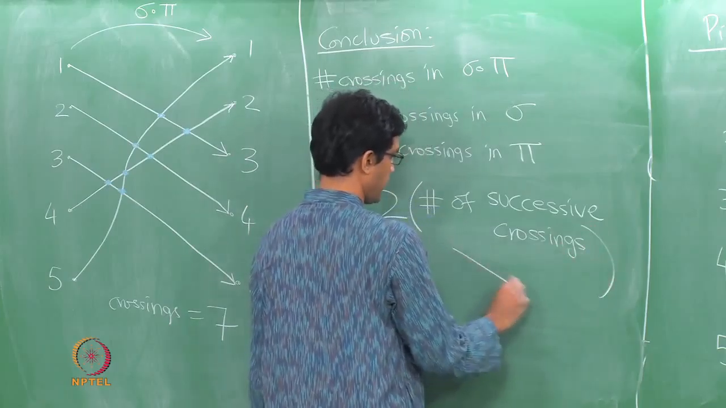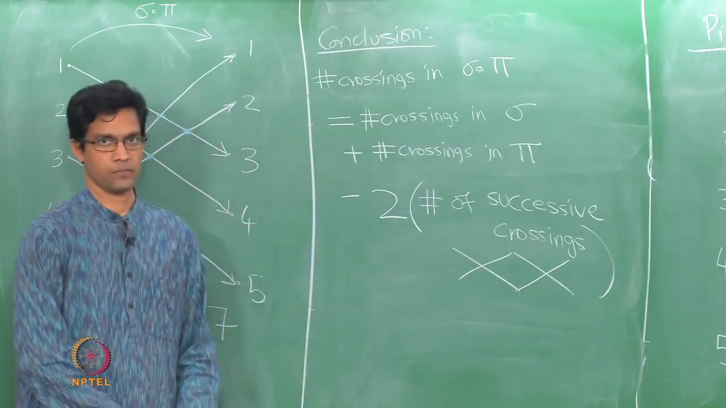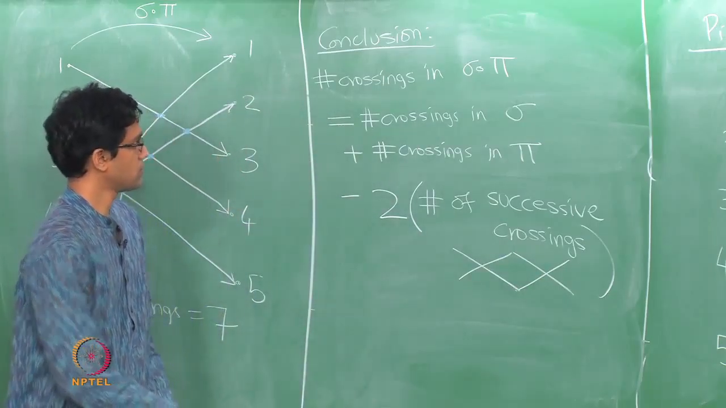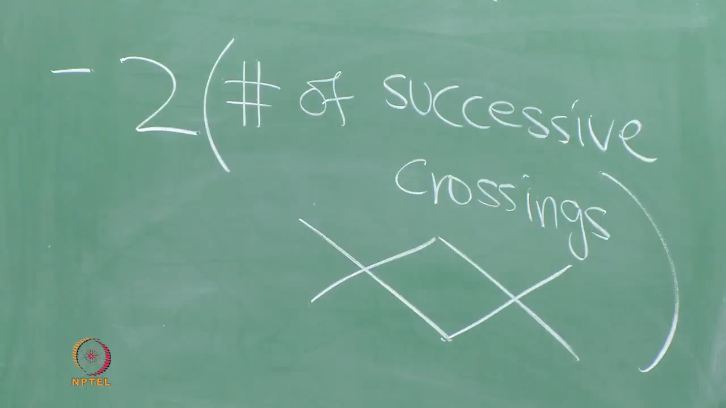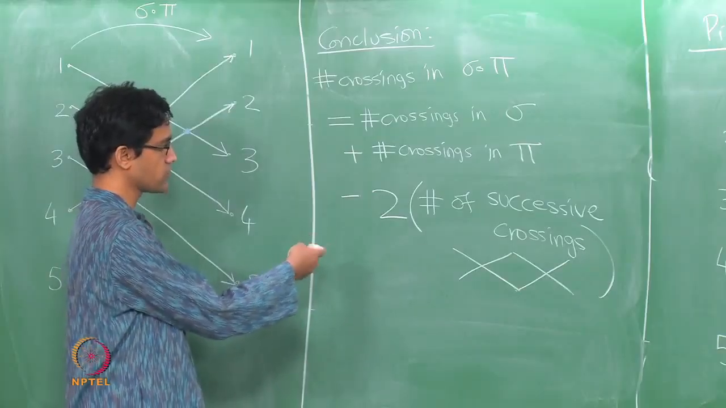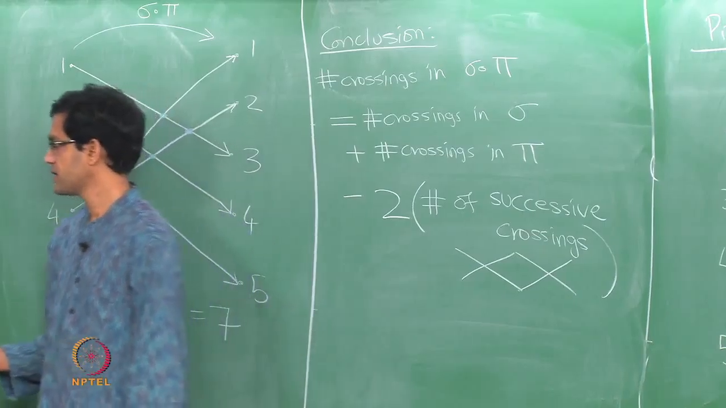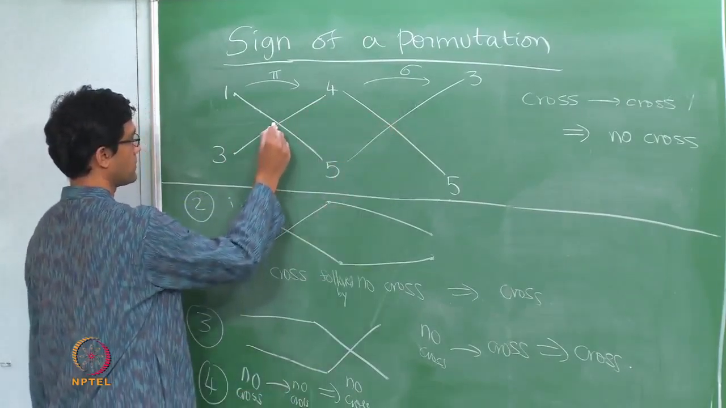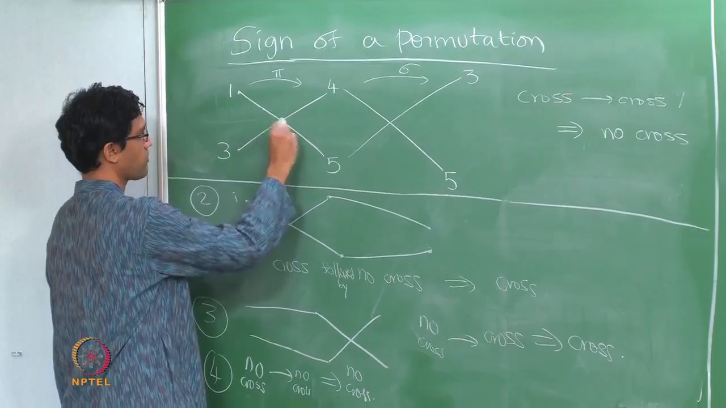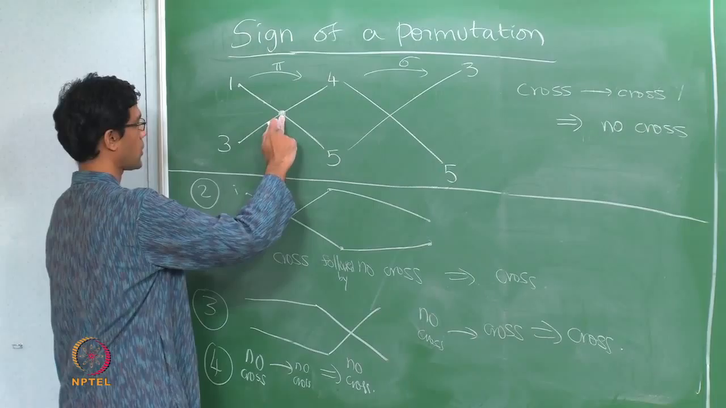By successive crossing we mean a picture of this kind. So this is a way of counting the total number of crossings in sigma composition pi, and as you can see the proof is more or less what we have already said, that there are these cases. Observe, if say this were the configuration, if there is a successive crossing, then the crossing here would be a crossing for pi, so that would contribute 1 for a crossing of pi.